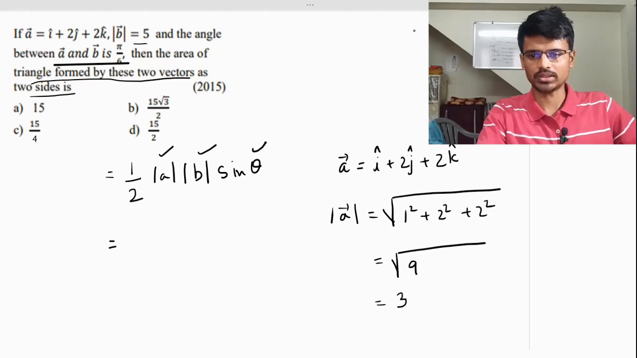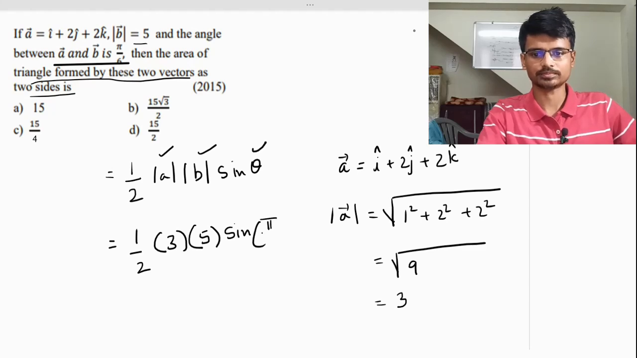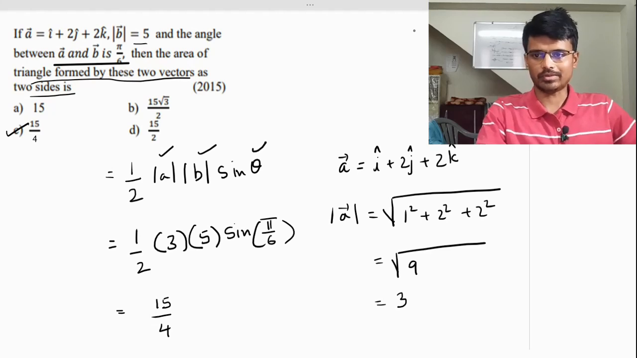Now I just have to substitute these values in my formula. So magnitude of vector A is 3, magnitude of vector B is already given, which is equal to 5, and sine of pi by 6. Sine 30 is 1 by 2 as you all know, so this comes out to be 15 by 4. So the correct answer is option C. This is how you can solve this question. Let's move to the next question.